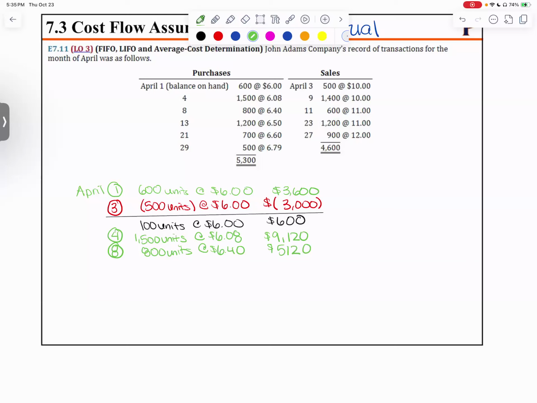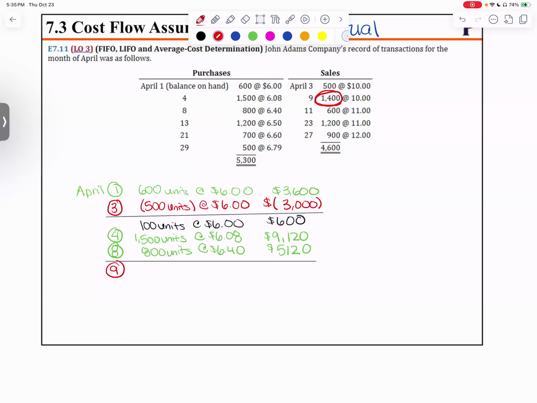So then on the 9th, we make a sale. If we look here, we sold 1,400 units. Now we have multiple purchases from which to pull. We're going to pull from the purchase that was most recent to this date.